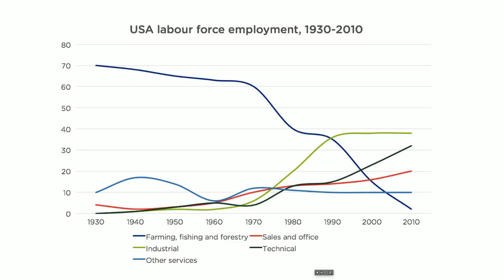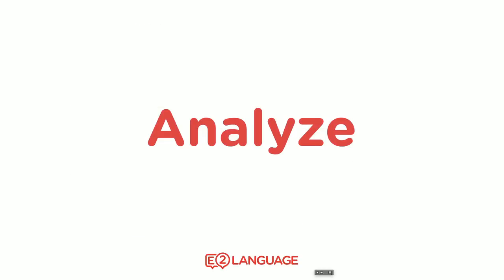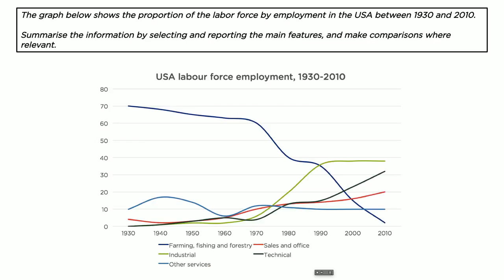First thing you need to do before you start writing is you need to analyze this. You need to understand it. You need to really totally understand it. You need to pick out the most interesting points to write about. Okay, let's first read the description, which says the graph below shows the proportion of the labor force by employment in the USA between 1930 and 2010. All right, fine. The proportion of the labor force by employment. Let's work out what this means.